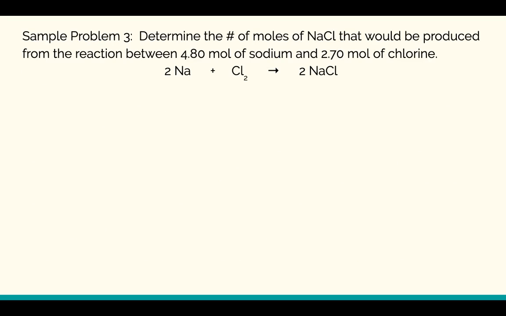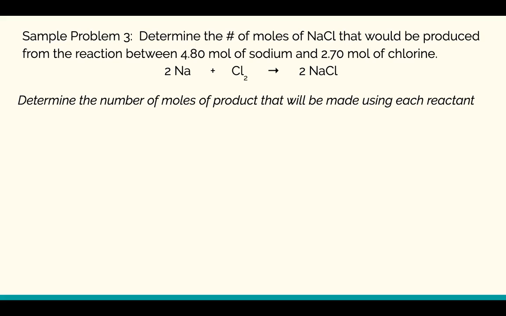So let's look at another sample problem, first just with moles. Determine the number of moles of sodium chloride that would be produced from the reaction between 4.80 moles of sodium and 2.70 moles of chlorine. So we're going to determine the number of moles of product that each reactant could make.